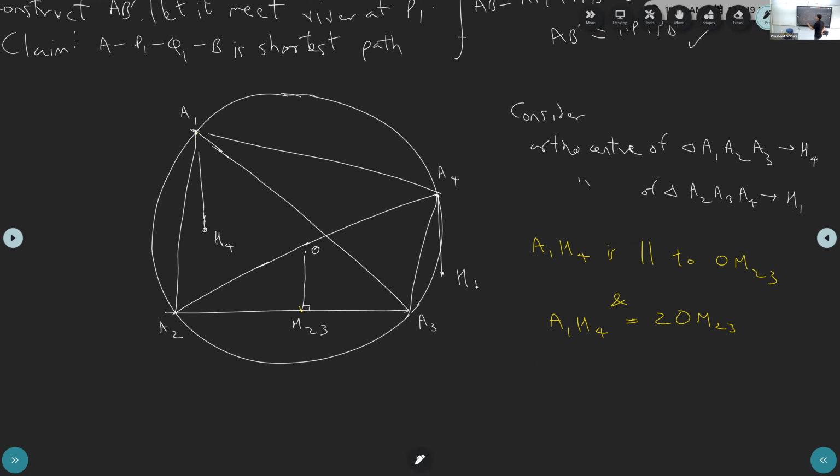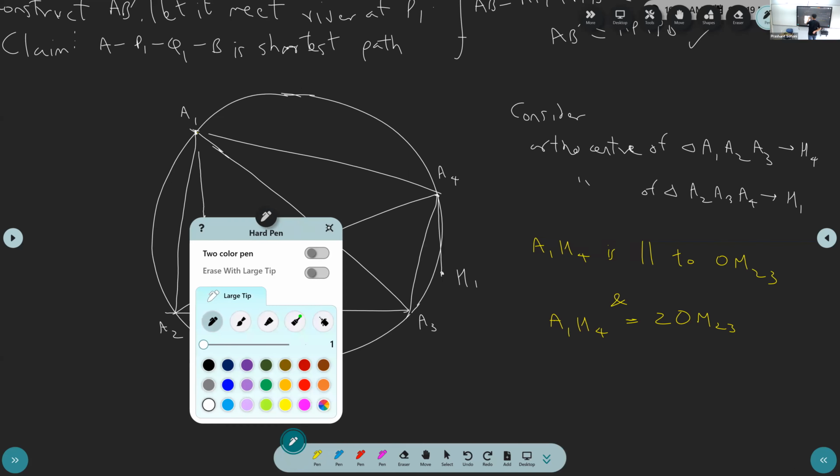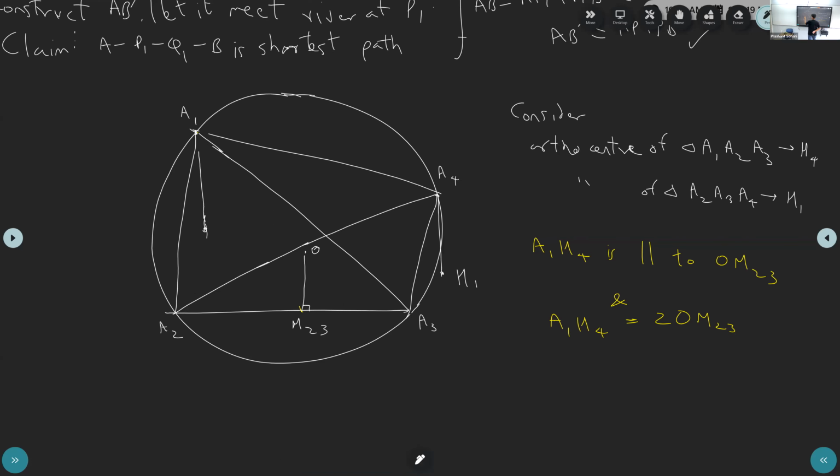Actually, my diagram is not very good. This should appear double. It is not appearing double. Let me draw it even further down. Yeah, maybe H4 is somewhere over here, and H1 will also be so severely shifted down. Okay, so this is H4 and H1.